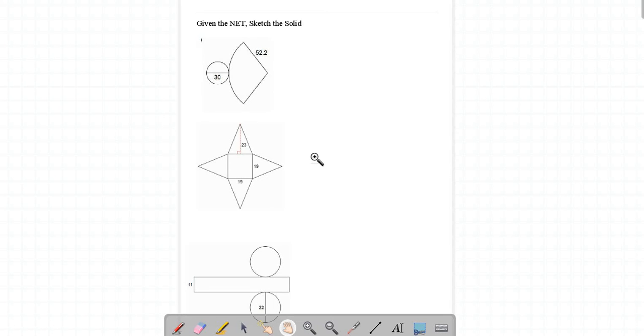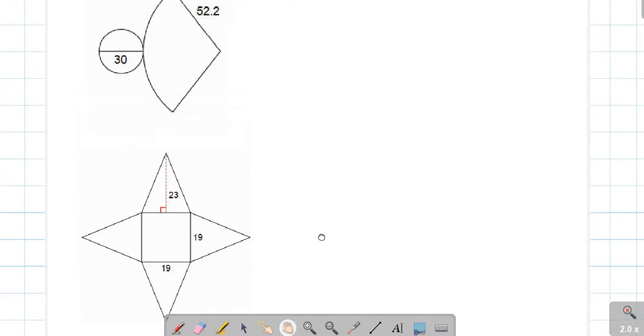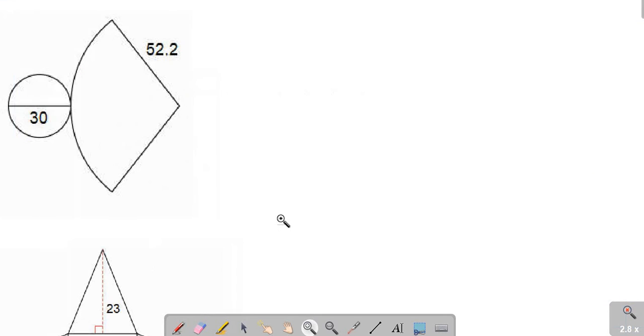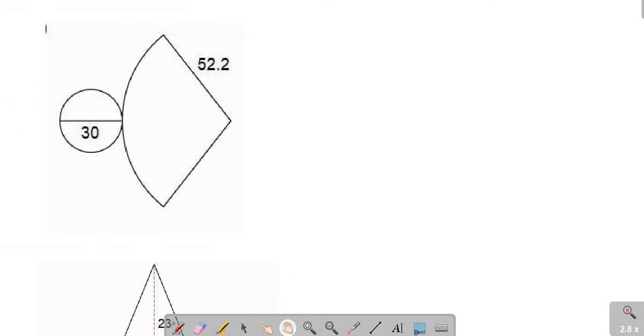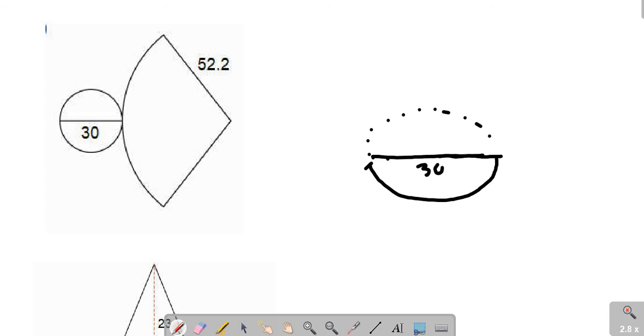Alrighty, welcome back, Esther. Let's see how you did with these drawings. I know you're a pretty good drawer. I know drawing is something you enjoy doing. So this first one is a cone. And if you were to draw this, it should be solid and then dotted on the back side to represent depth. And then you would have here, your diameter is 30, like this. And then that 52.2 is the slant height, 52.2. So there is your cone solid.